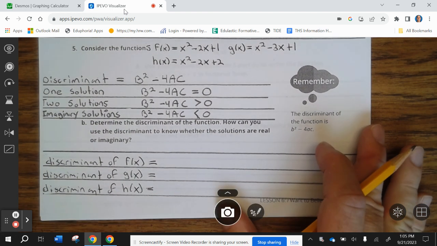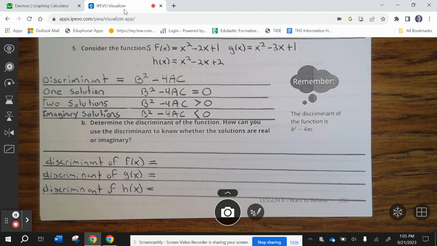All right. Consider the functions f of x equals x squared minus 2x plus 1, g of x equals x squared minus 3x plus 1, and h of x equals x squared minus 2x plus 2. And we want to remember that the discriminant is equal to b squared minus 4ac. One solution is when b squared minus 4ac is equal to 0. Two solutions when b squared minus 4ac is greater than 0. And imaginary solutions are when b squared minus 4ac is less than 0.